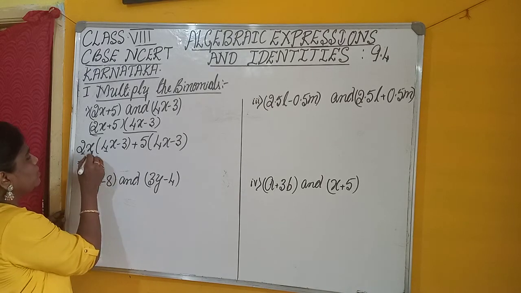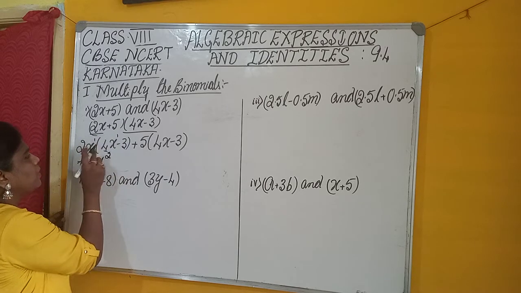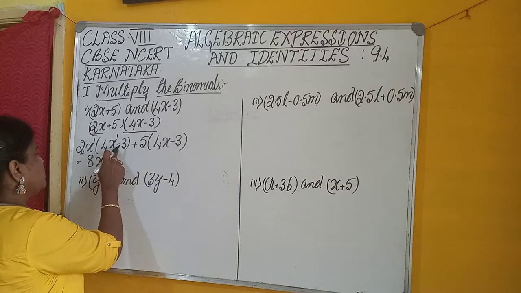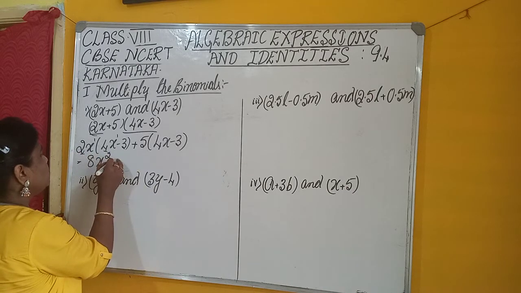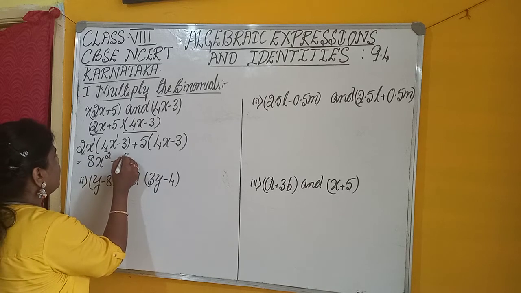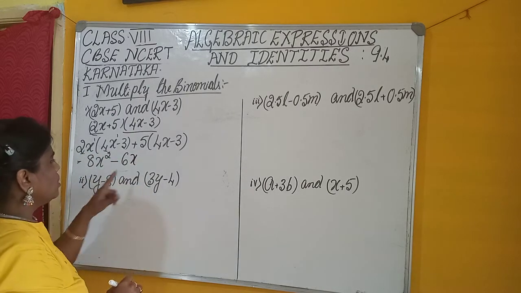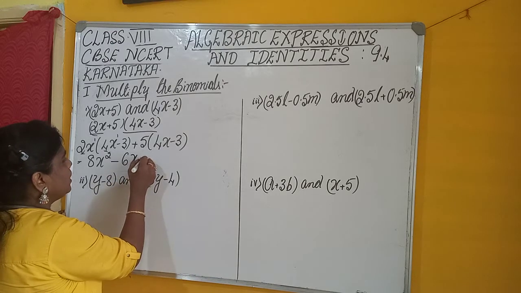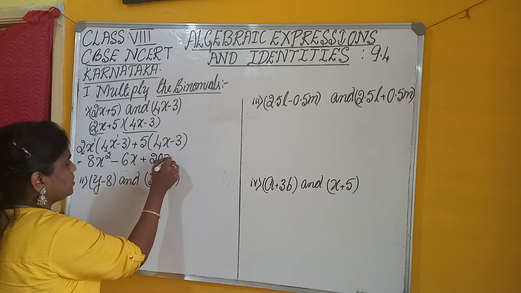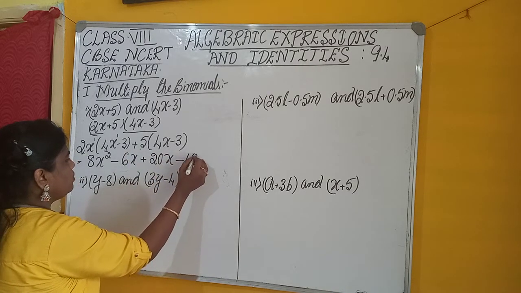Now multiply. 2 fours are 8, multiplying the numerical coefficients. x into x is x to the power of 2, that is, power 1 plus 1, we have to add the powers. Next, plus into minus is minus. Multiply the numerical coefficients, that is 6 along with x. Understood? Next, plus 5 fours are 20x, minus 5 into 3 is 15.